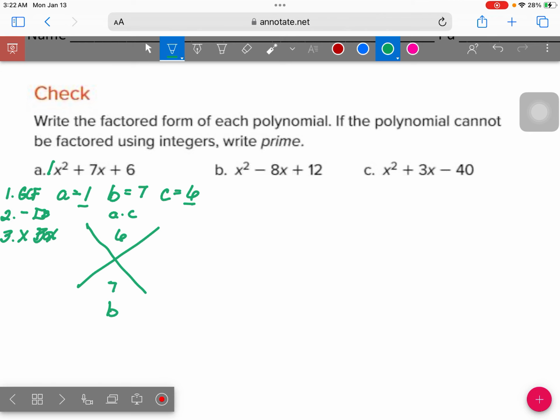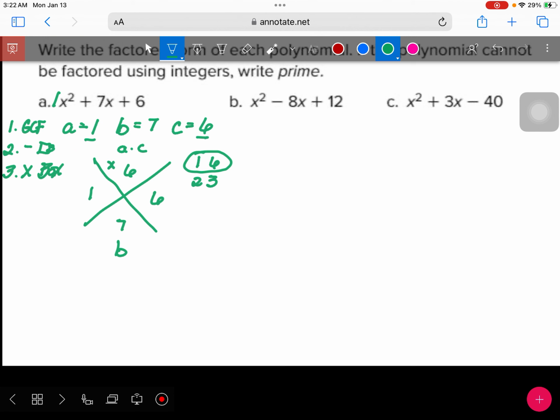Okay, and on the sides, I need to find two numbers that multiply to give me 6 and add to give me 7. When you write down the factors of 6, the only time that the sum is going to be more is if you use 1 and the number itself. So I know my numbers are 1 and 6. 1 times 6 is 6, and 1 plus 6 gives you 7.